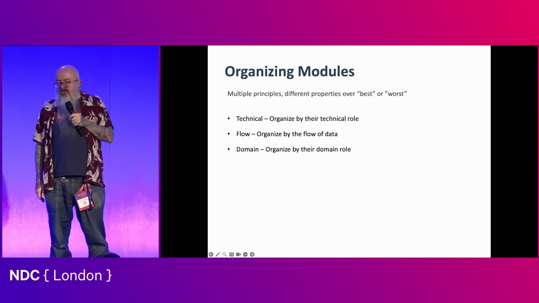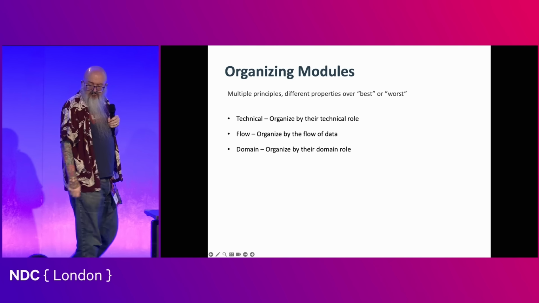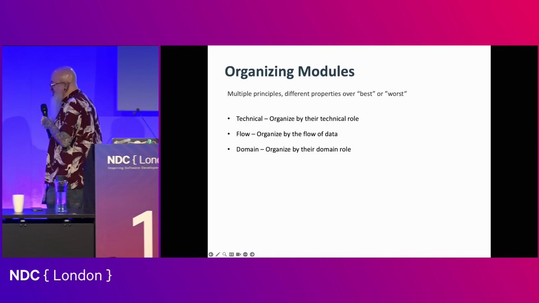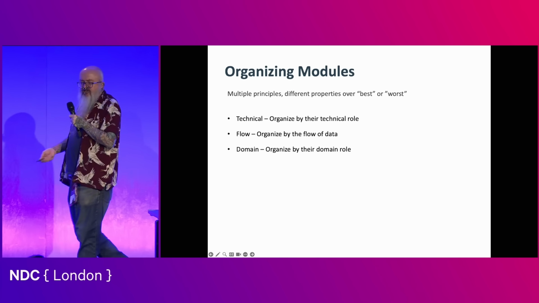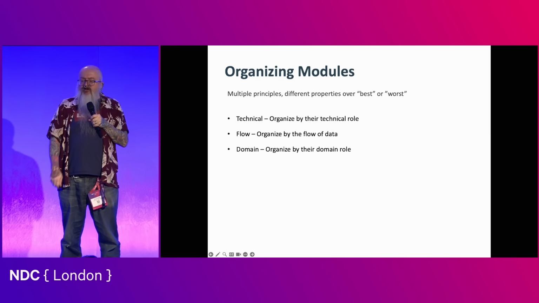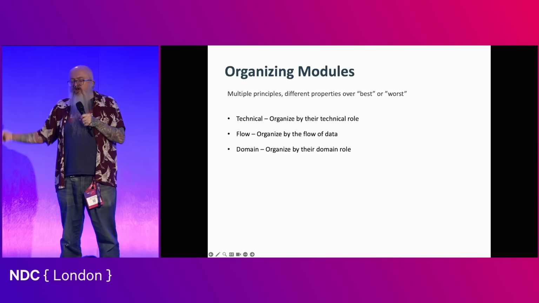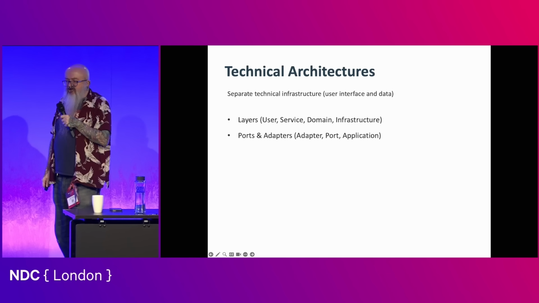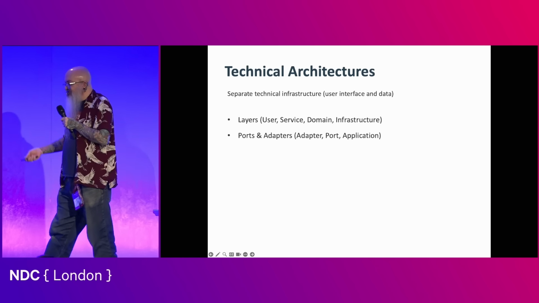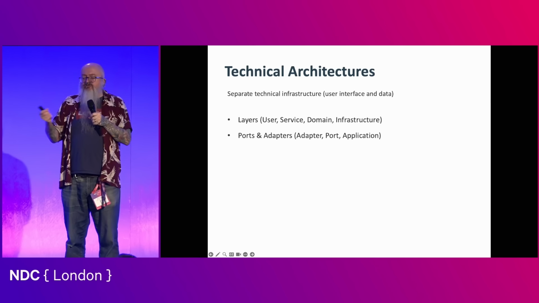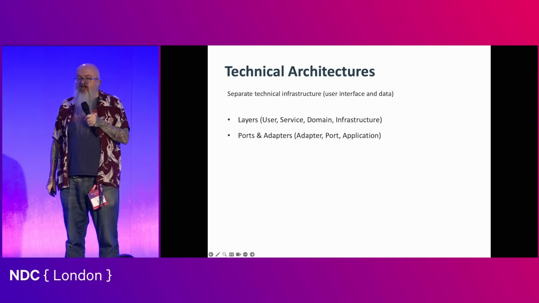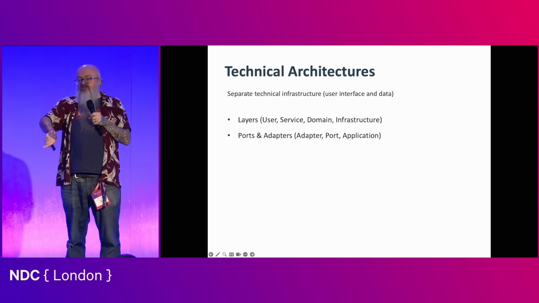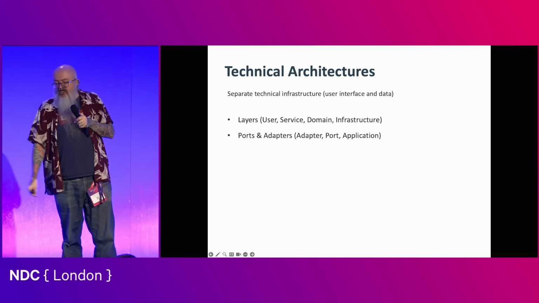Okay. Organizing modules. We can organize modules in a number of ways, and it's important to talk about this because I want to distinguish between modules and the organizational techniques, right? Typically there are three I would bucket: technical, flow, and domain. Technical, we organize modules by the technical role. Flow, we organize by the flow of the data. And domain, we organize by the domain role. So typical technical architectures are layers, classic layered architecture. What layered architecture just says is there are rules about what a module in a given layer can depend on. Typically, you can only depend downwards, right? So I can effectively only depend on things that are below me.